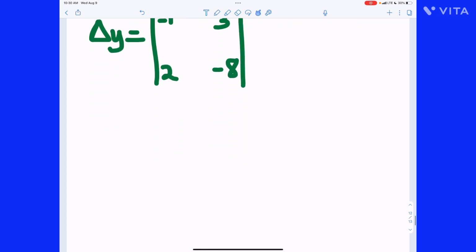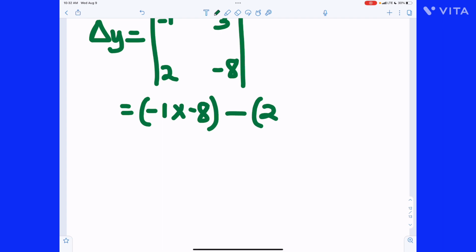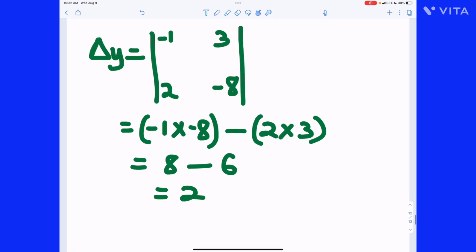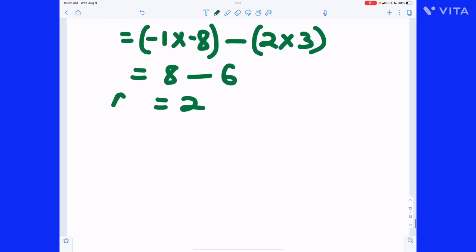What does that give you? This determinant will give me minus 1 times minus 8 minus 2 times 3. That's 8 minus 6, which is 2. That's delta y.